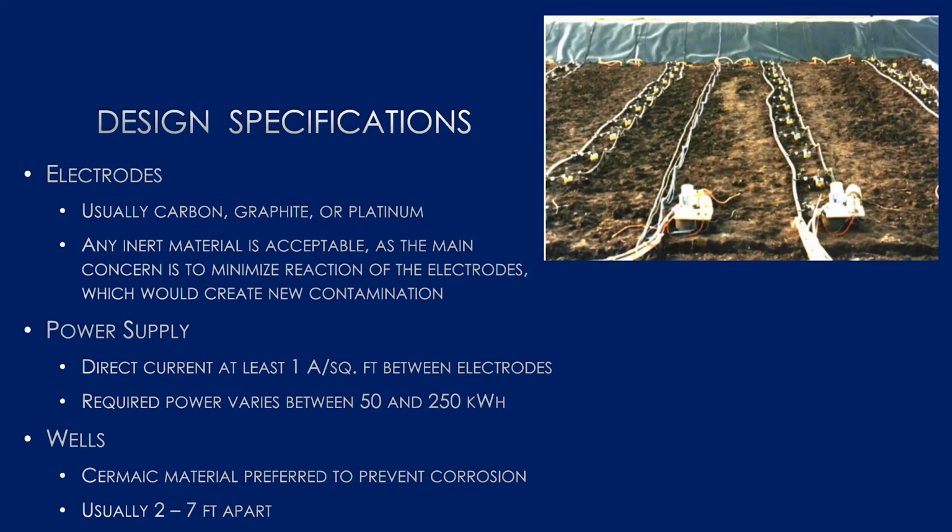Required power will depend on the site in question, but usually varies between 50 and 250 kilowatt hours. The wells are usually cased with ceramic material, again, to prevent the corrosion of the electrodes. Spacing between the wells is usually between 2 and 7 feet apart, as you can see in the image in the upper right corner. That image is an above-ground view of many electrolytic cells in rows ready to remove contamination. And that is an example of what it can look like in the field itself.